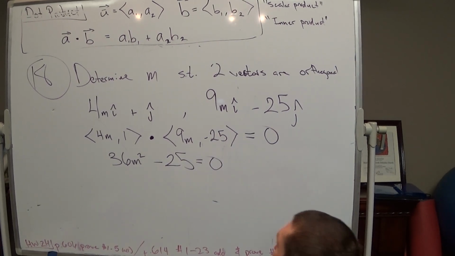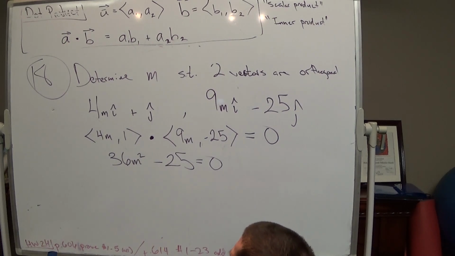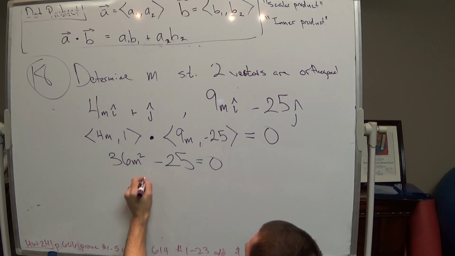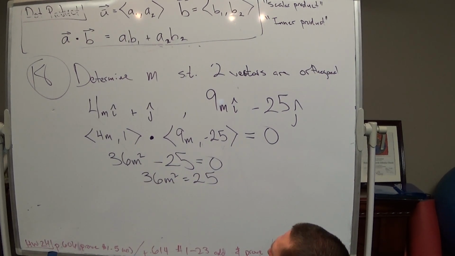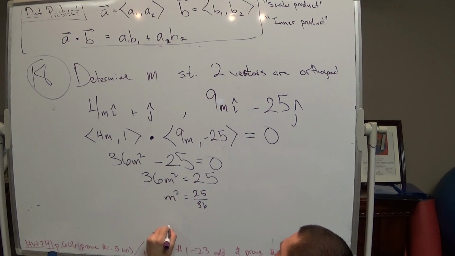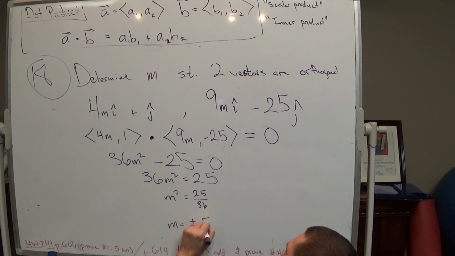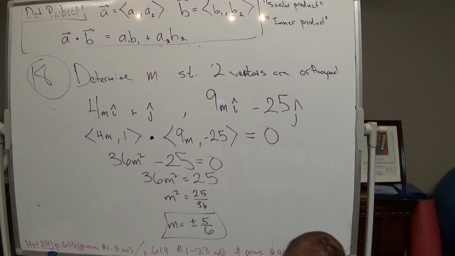And then we just solve. Add 25. Well, we can factor, maybe? Difference of squares. It is a difference of squares, but how about we just add 25? So now divide by 36. There we go. Take the root. What happens when I take that root? Plus or minus. I get a plus or minus 5/6.